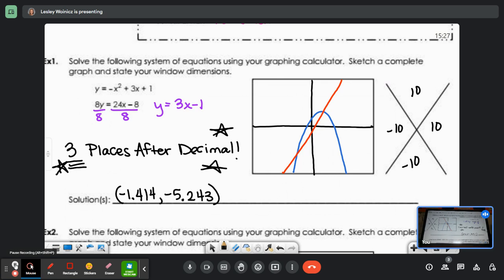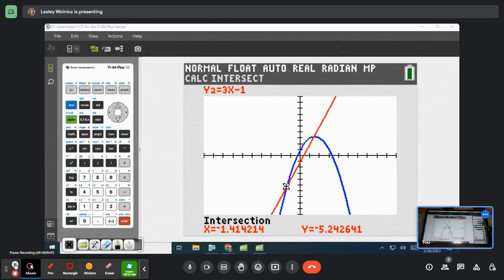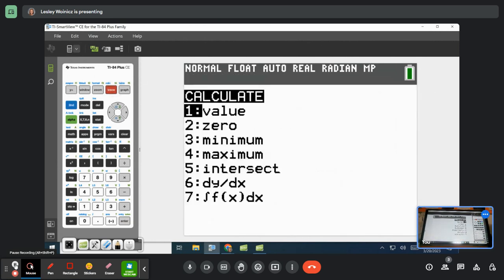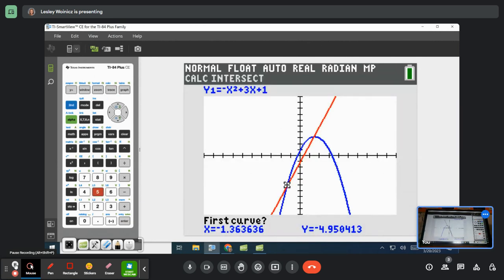Okay, now we got to find the other one, so we'll do it again. Go back to my calculator, second trace, go to 5, intersect. Now, it's kind of hard to see which curve I'm on, but you can tell by the color down here that I'm on the blue. So blue is my first one, red is my second. I can just hit enter as long as it changes color.